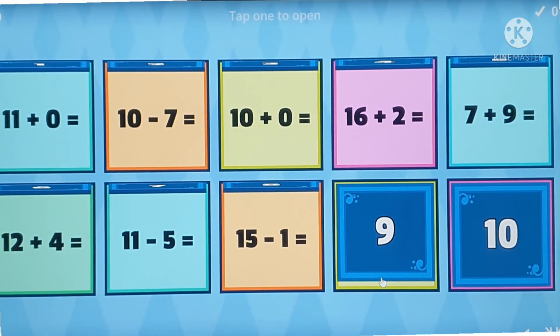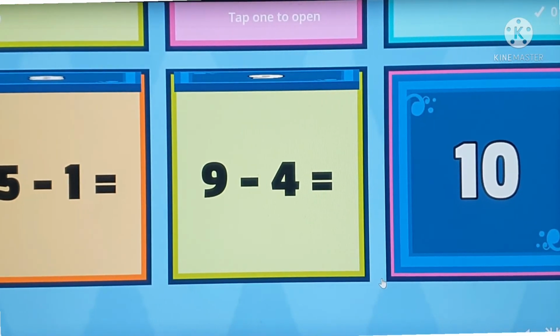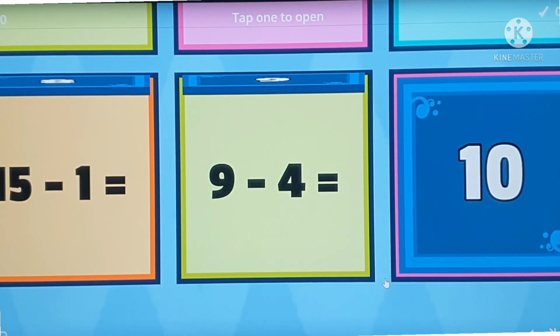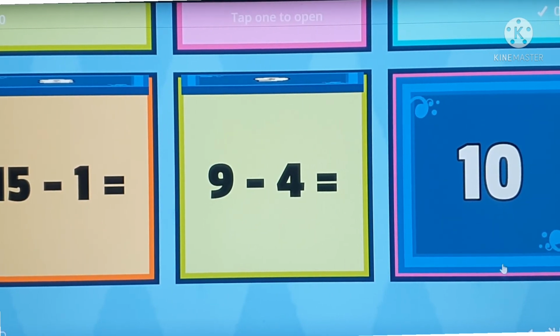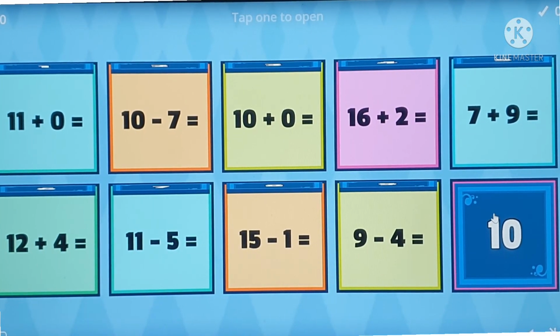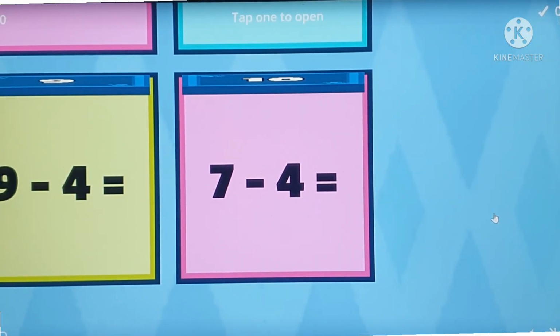Let's proceed to number 9. 9 minus 4 is equals to? Now, number 10. 7 minus 4 is equals to?